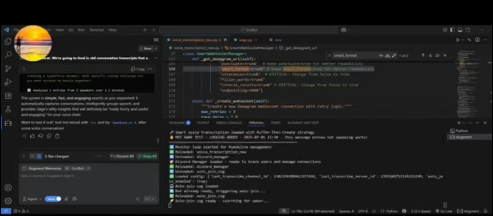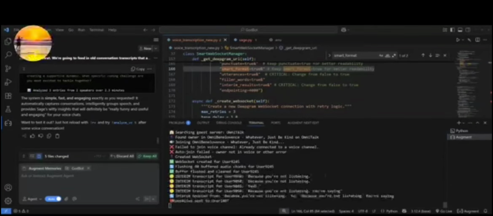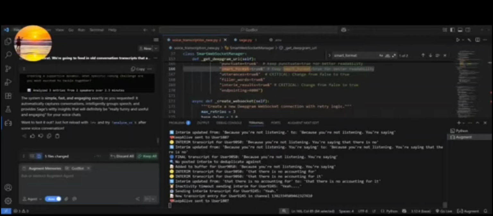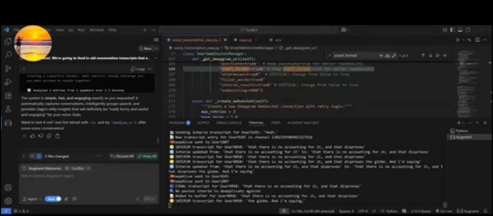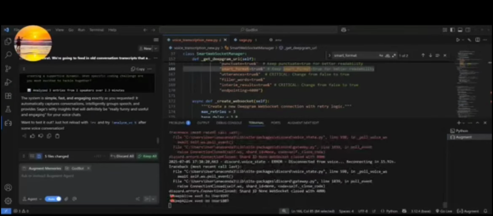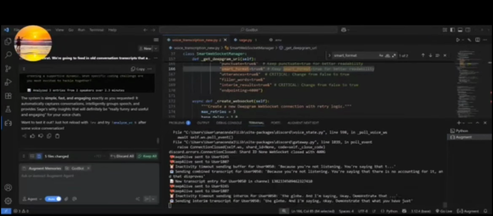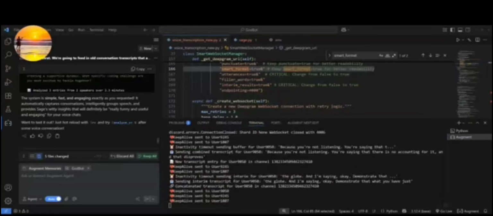You need to stop talking so that you can hear, because you're not listening. You are saying that there is no accounting for it, and that disproves the globe. And I'm saying, okay, demonstrate that what you have just said is true. Show me the maths. Show me that a pilot would need to account for it. Where is your maths?